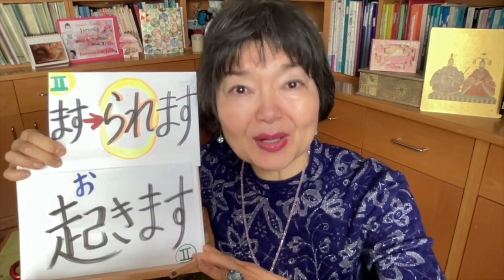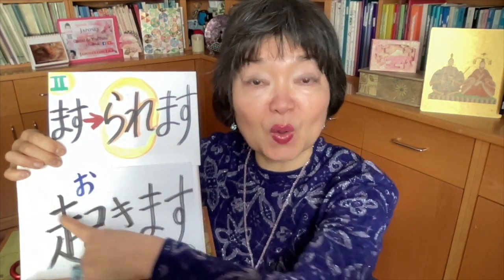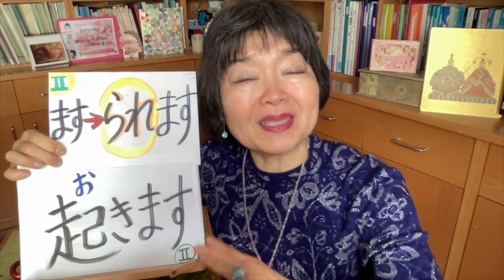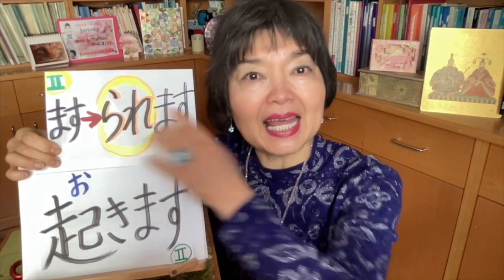Another example of these exception verbs of the second group, 起きます, with this kanji. 起きます without ます, ki. So it seems like the first group, but this 起きます with this kanji, to get up, is group 2. So I can get up, 起きられます. So the important point: all the verbs in the second group, in the potential form, become られます.